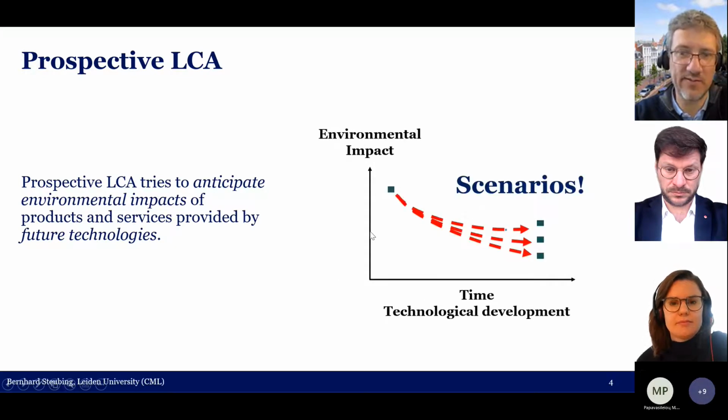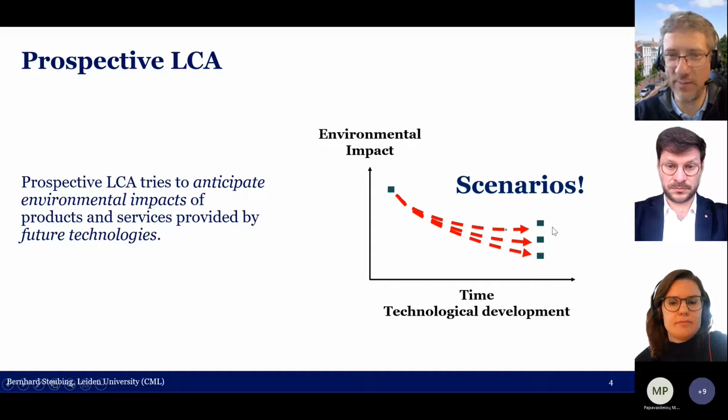So one thing that is really core to that is the assessment of scenarios. I think as Flora already highlighted, if we're here in time, we don't know what will happen here, but we can make up different scenarios and try to guide technology developers not to end up here, but rather to end up here.